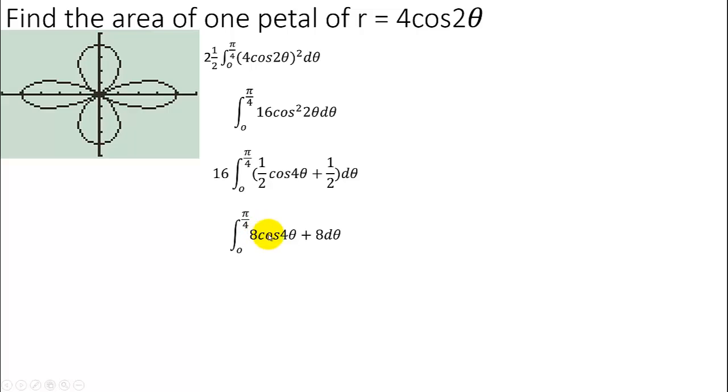We can distribute the 16 through, and we get the 8's. And then finally we can integrate, and we'll get 2 sine 4 theta plus 8 theta. We're integrating from 0 to pi over 4. So when we plug the values in, we get an answer of 2 pi.